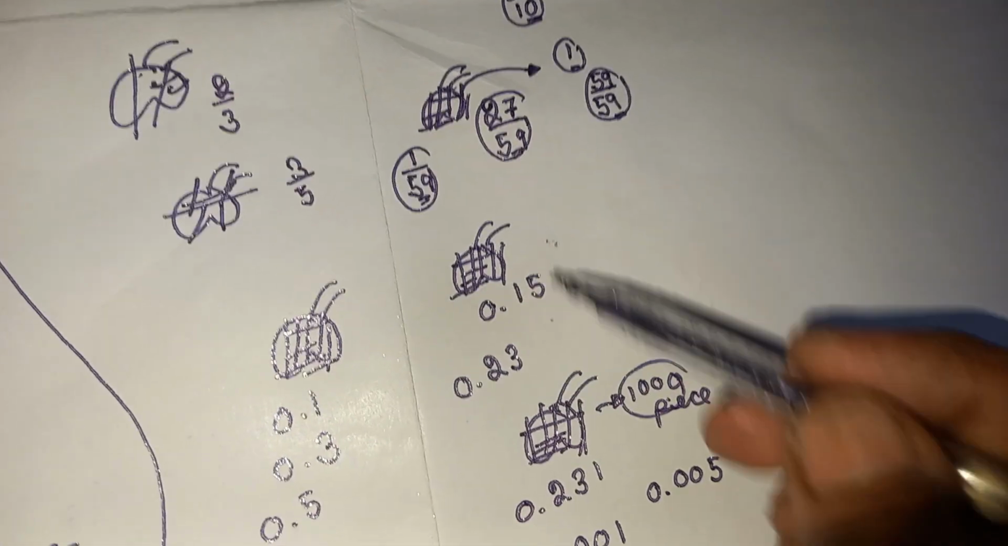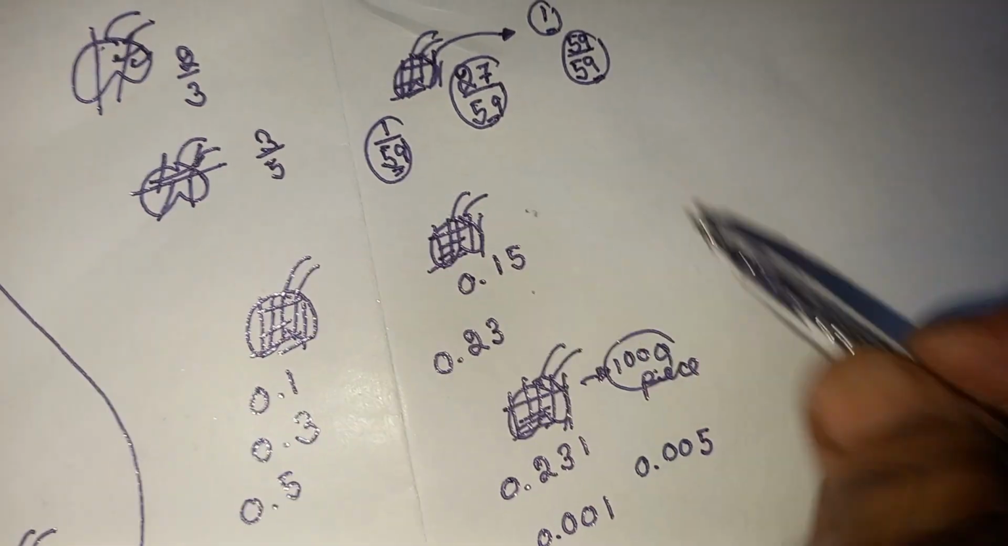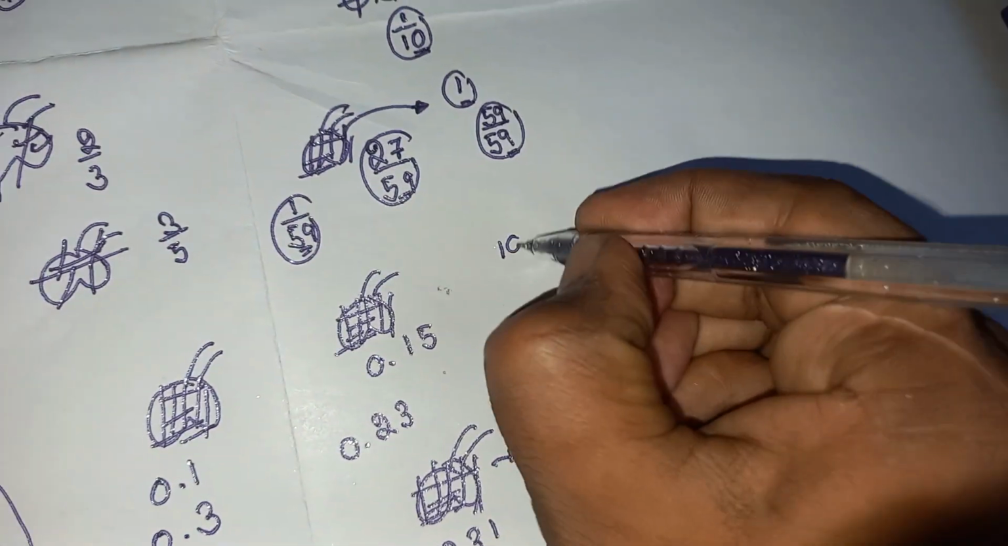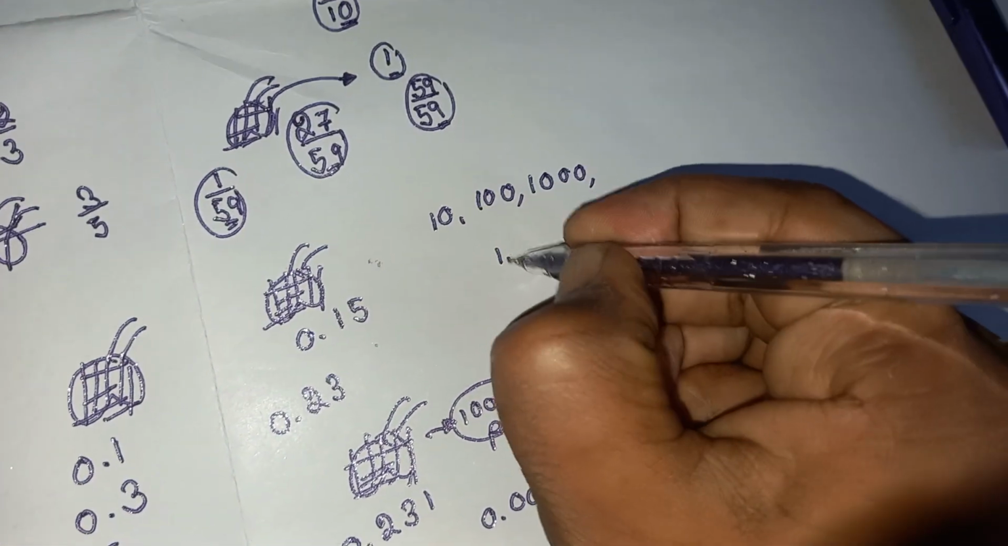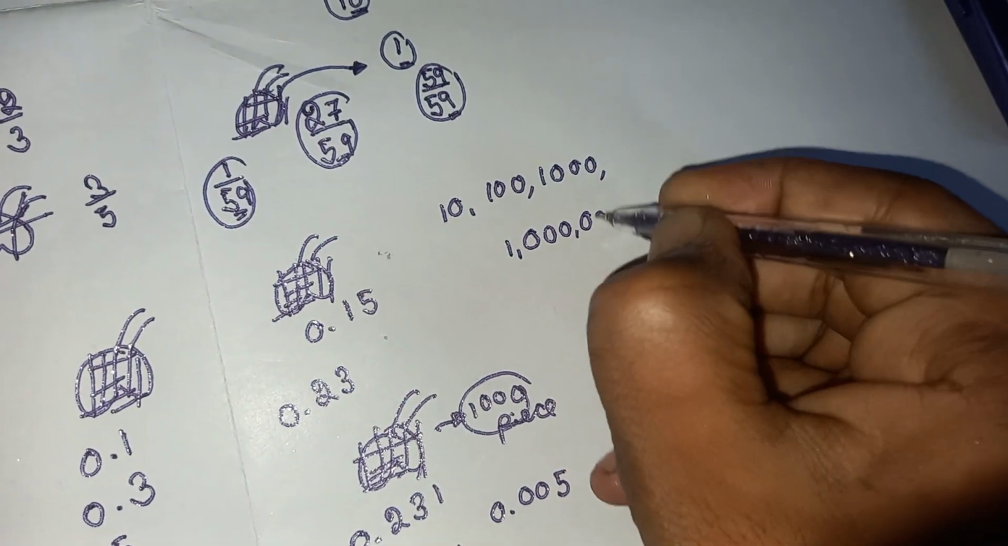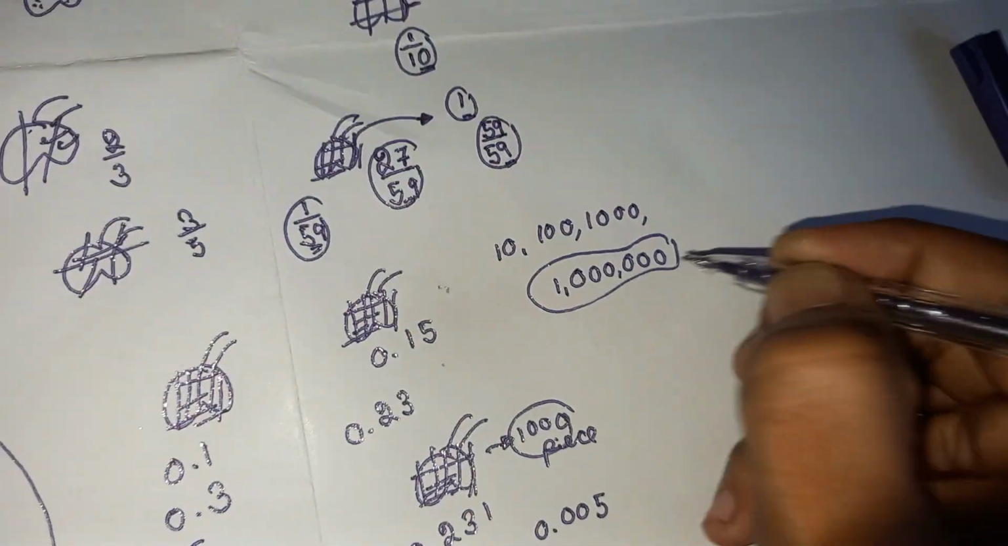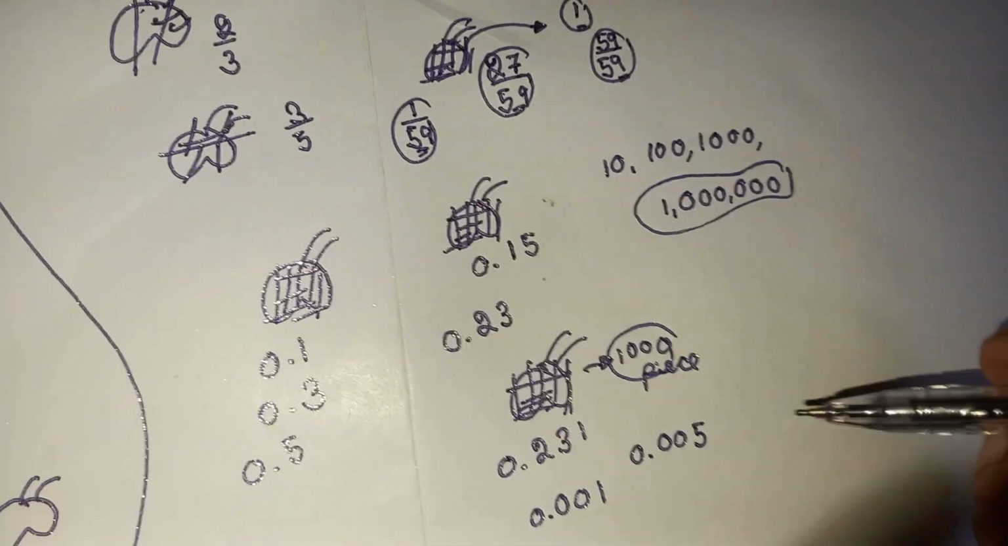Now here you're going to get a pattern like this. If you divide exactly in multiples of 10, 100, 1000, 10,000 or even a million pieces, it's going to be known as this one. If you divide into a million pieces, it can be written as decimal.